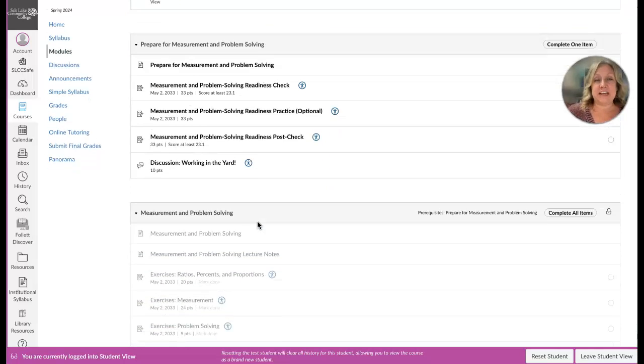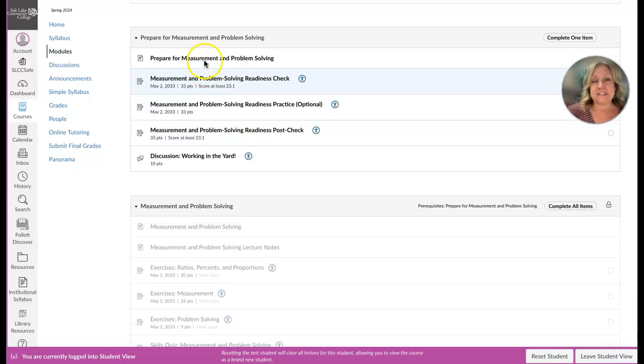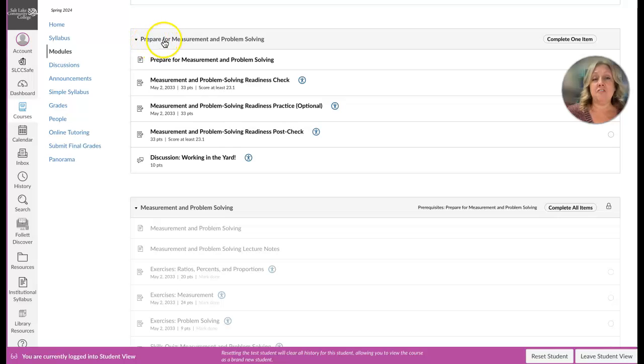After that orientation module, you'll notice that this next one says prepare for measurement and problem solving. So that's the unit that 1030 would do, measurement and problem solving. But in 1035, we've got these prepare for units too, to make sure that you are ready for the stuff that we're going to be doing.